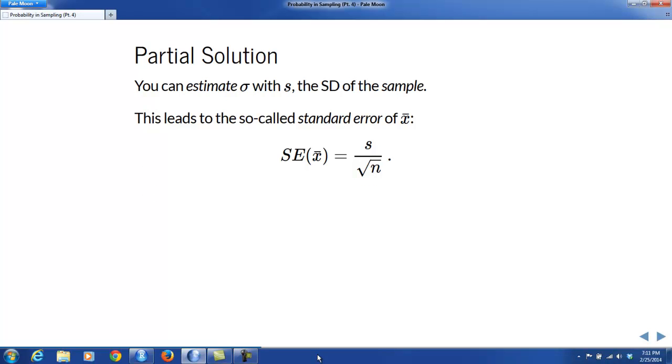There is a solution, though, a partial solution to this problem. You can estimate that unknown population standard deviation, sigma, with s, the standard deviation of your sample. This leads you to an estimation of the standard deviation of x bar, and this estimate is called the standard error of x bar. So the standard error of x bar is s divided by the square root of n, the standard deviation of your sample divided by the square root of n. We can use that figure as an estimate for the standard deviation of x bar.